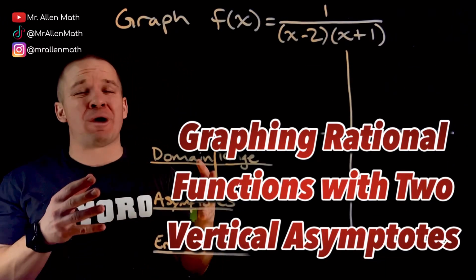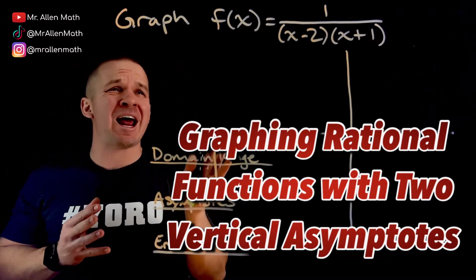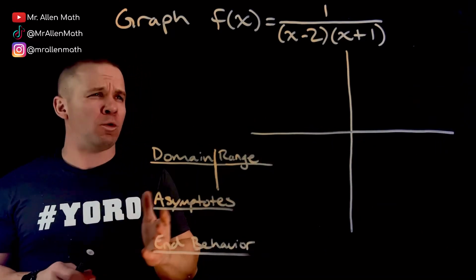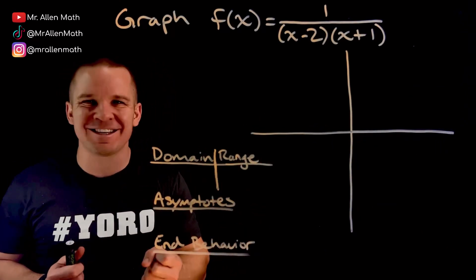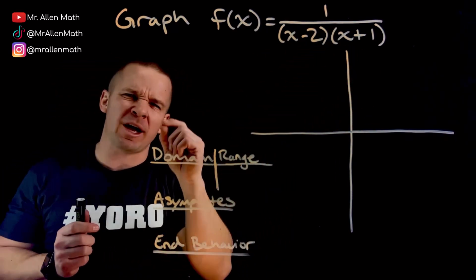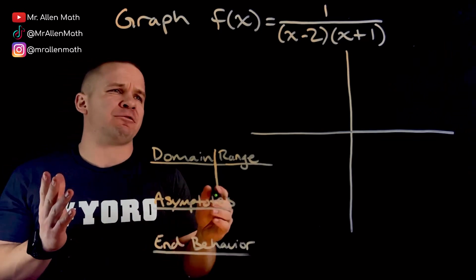Mr. Allen here. We're about to graph this dope rational function. We got f of x equals 1 over (x minus 2)(x plus 1). It's already in factored form. How nice and convenient. They're not always like that, bro. So, say thank you. Thank you. All right. So let's get after it, shall we?